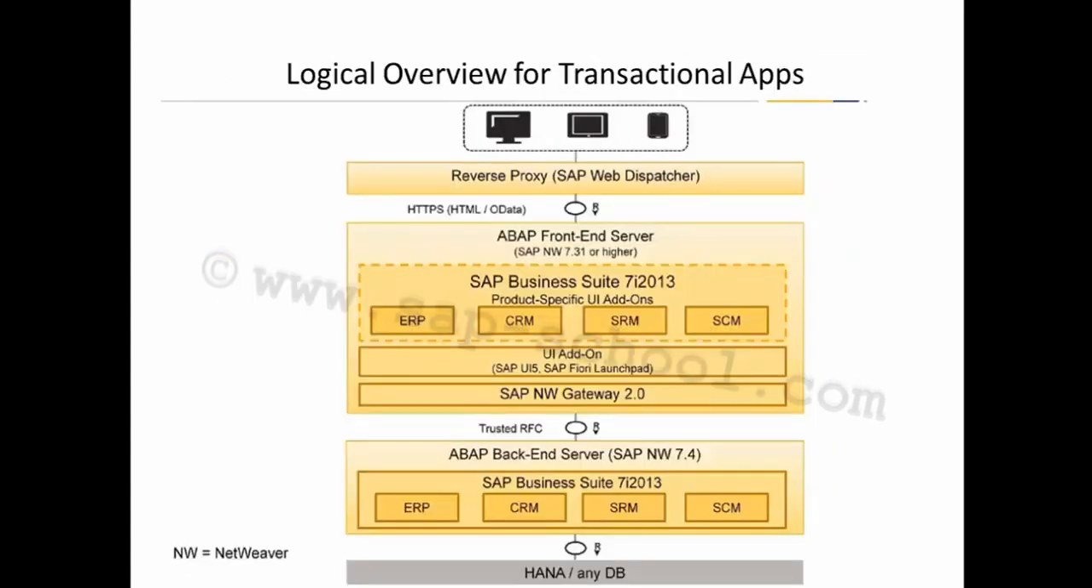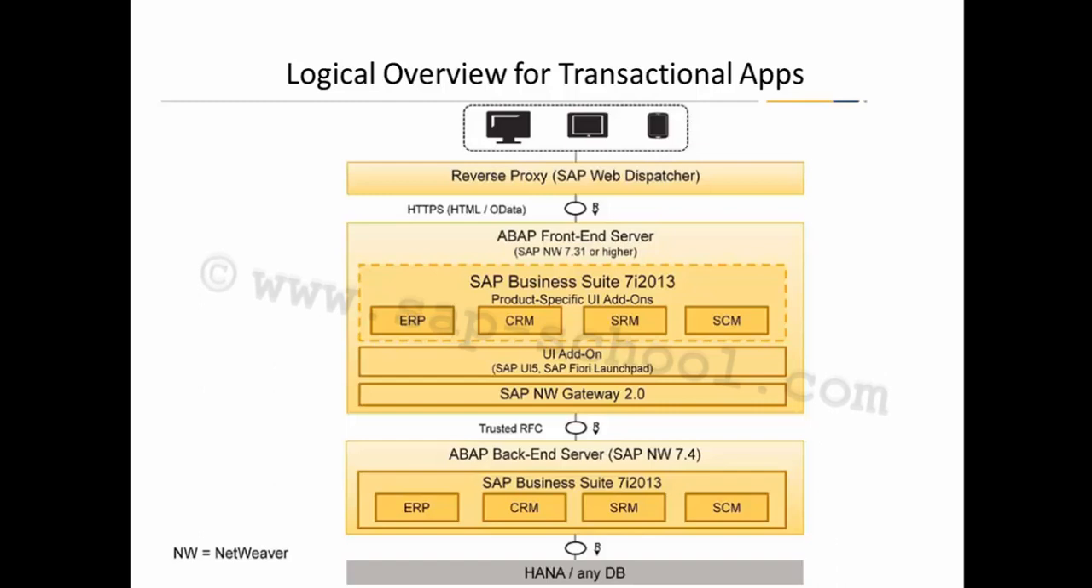So this slide is explaining the logical overview for the transactional apps. Basically, in this slide we will be having the SAP Web Dispatcher, that is a reverse proxy, which is again the entry point for the HTTP request, which it can accept or reject the connections. So the functionality of the Web Dispatcher is again the same which we have discussed till now.